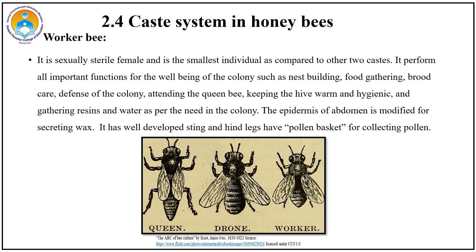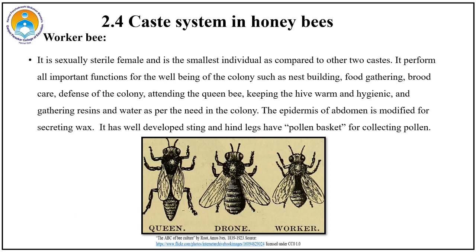So let's talk about the first one, that is worker bee. Worker bee is a sexually sterile female and is the smallest individual as compared to the other two castes. It performs all important functions for the well-being of the colony, such as nest building, food gathering, brood care, defense of the colony, attending the queen bee, keeping the hive warm and hygienic, and gathering resins and water as per the need in the colony.